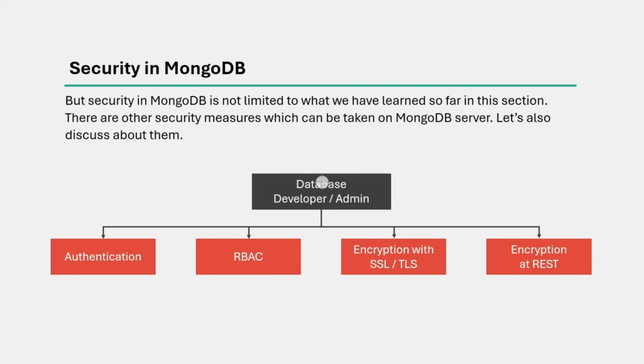We also talked about encryption at rest. Encryption at rest ensures that data stored on disk, that means the database files, backups, etc., is encrypted, protecting it from unauthorized access in case of physical theft or unauthorized file access. So these are few security measures which you can take as database developer or database administrator.